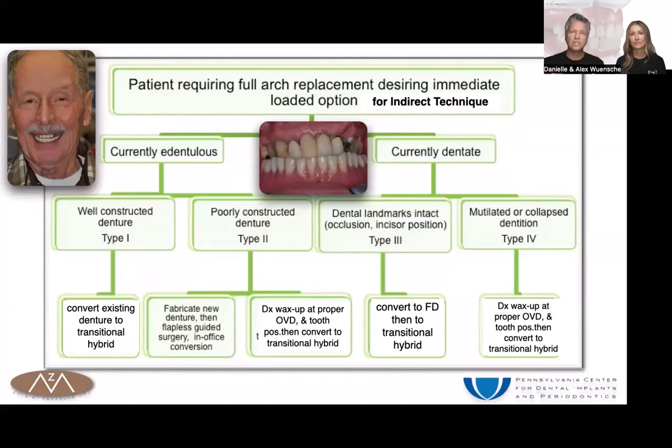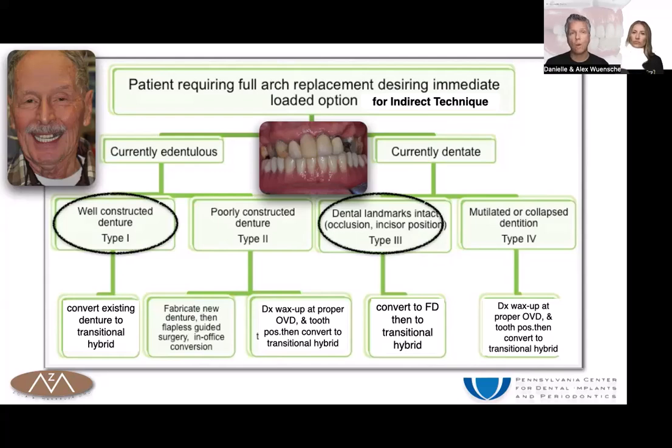I don't want to go too deep into that because there are a lot of decisions to make in the tree. But there are basically two main routes we want to go with the case. This patient has remaining teeth, so he is currently dentate. But if we have a currently edentulous patient and a well-constructed denture, we can utilize that denture for converting an existing denture to a digital hybrid on day of surgery or the day after. I think he even had a lower denture made, basically, this patient. I think he was mandibular and edentulous, right?